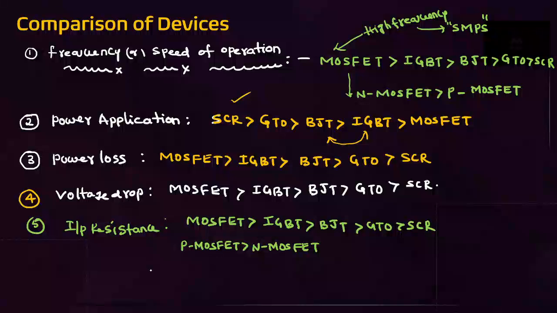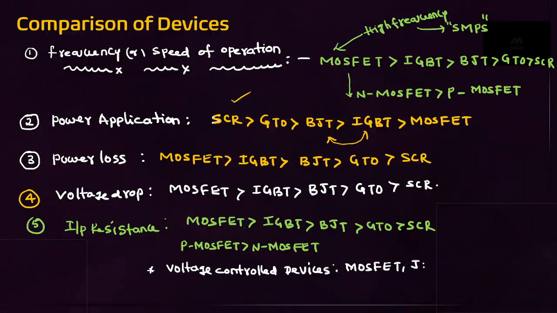Point you have to remember: what are the examples of voltage control devices? One of the very important examples, a repeated question: MOSFET is the voltage control device. Even JFET is also a voltage control device. Even IGBT is also a voltage control device. Which is the example of a current control device?